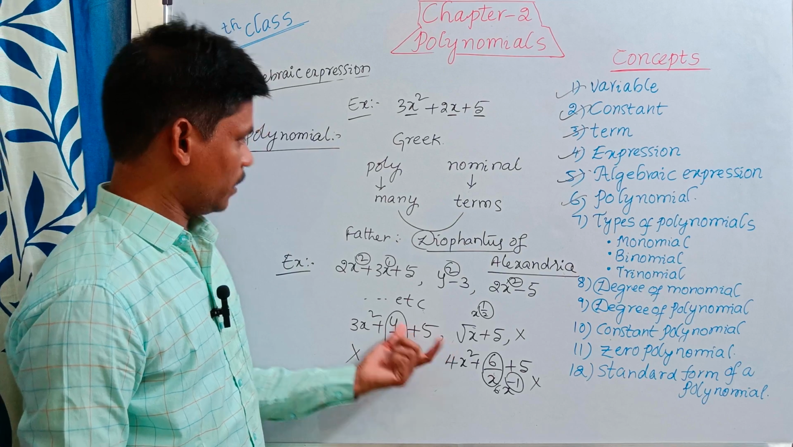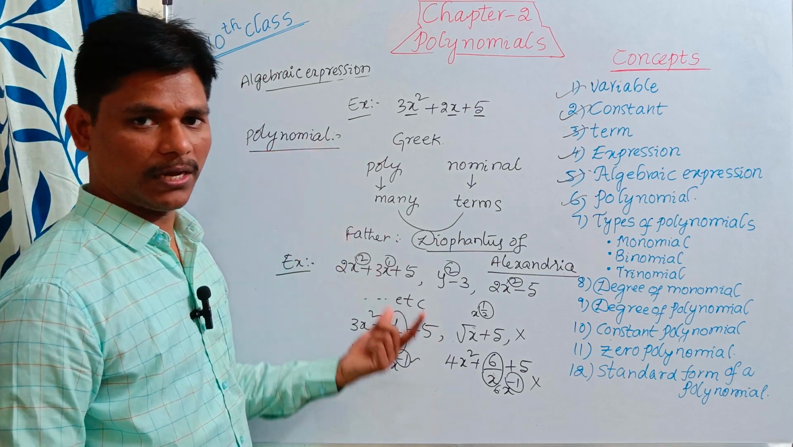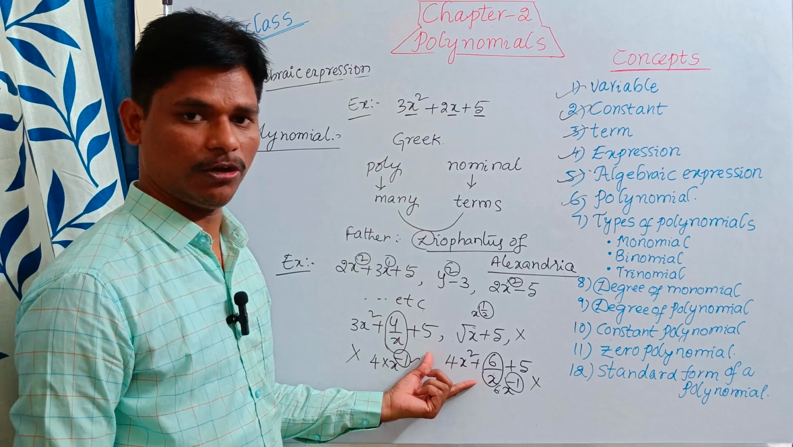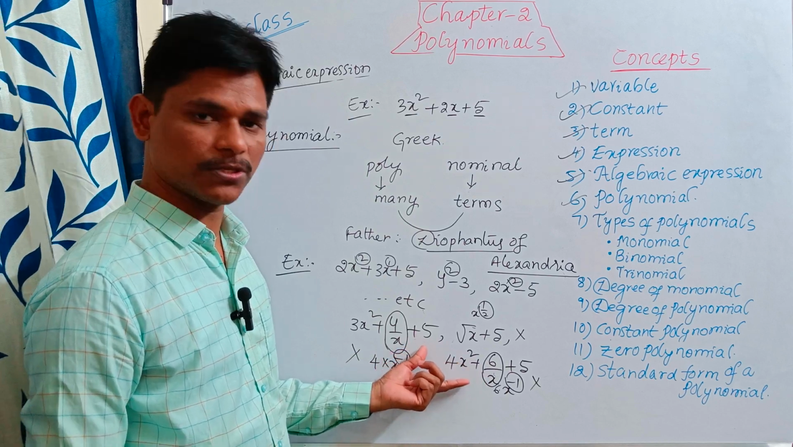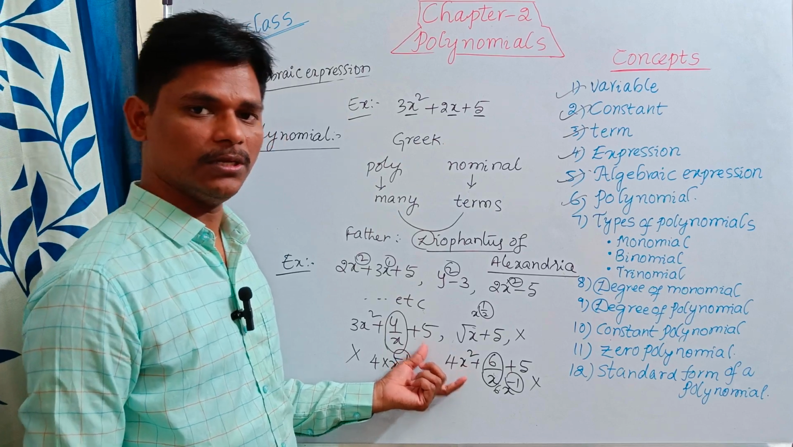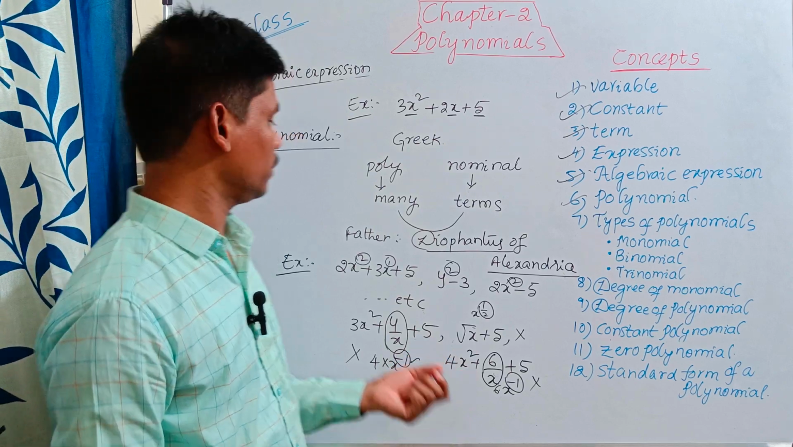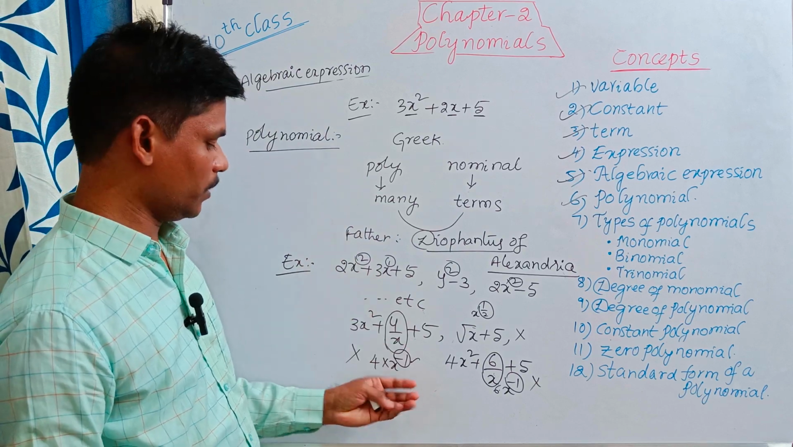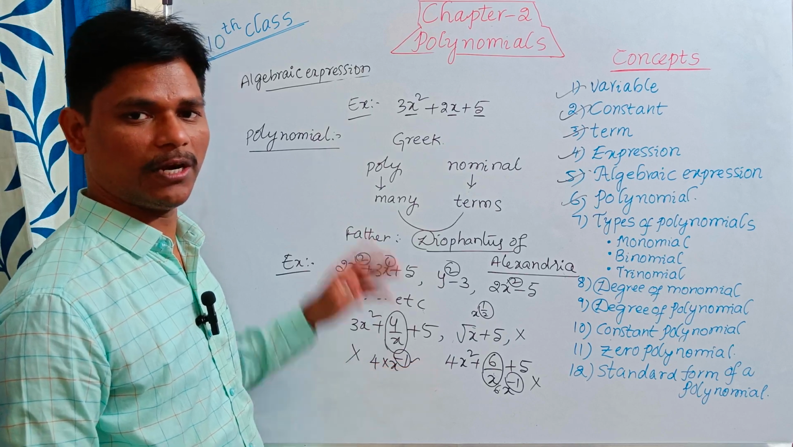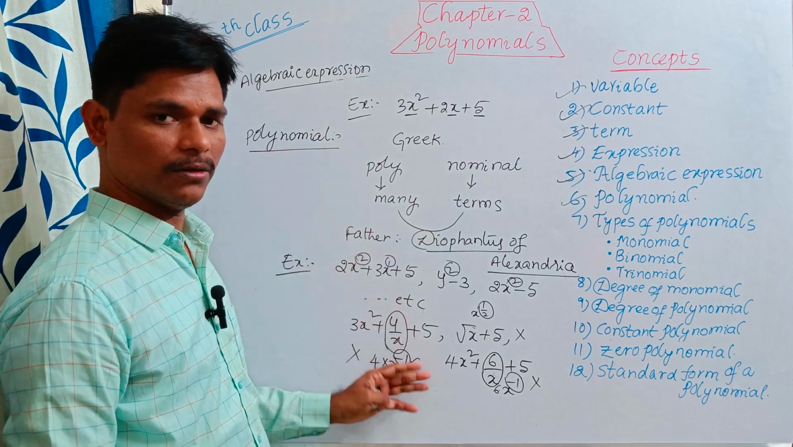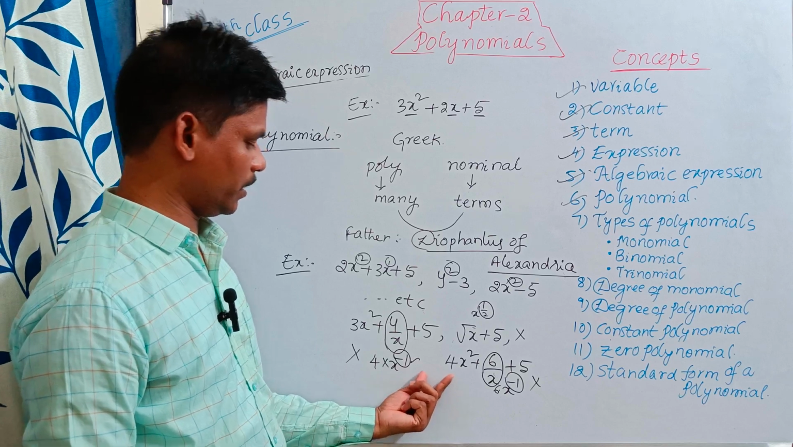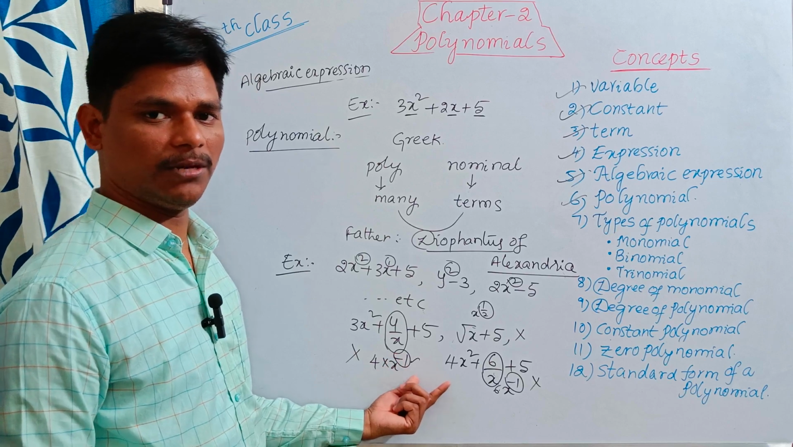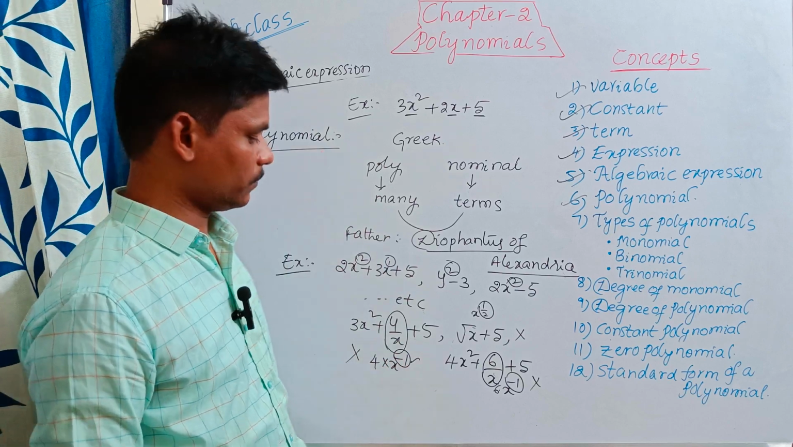See here, these types of examples are called multinomials. Multinomials means two or more terms. All polynomials are multinomials, but all multinomials need not be polynomials. This is a very important point: all polynomials are multinomials, but all multinomials need not be polynomials.